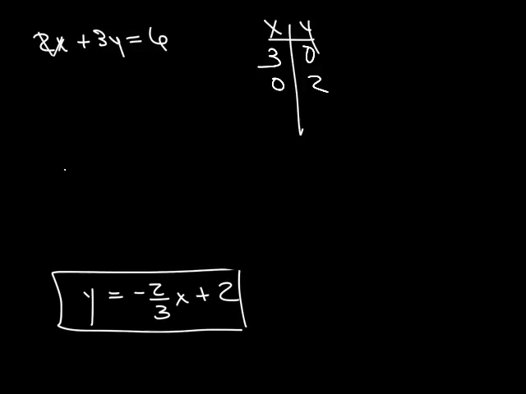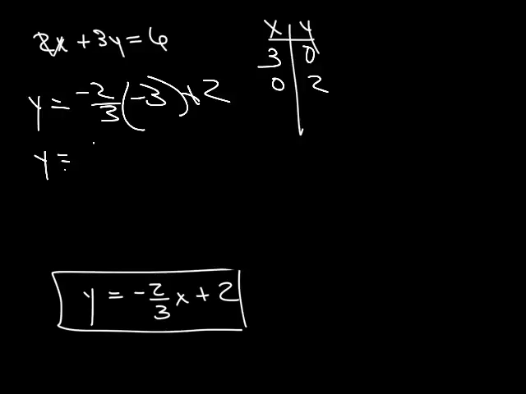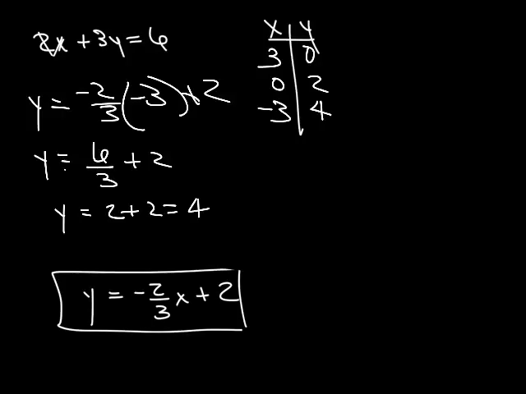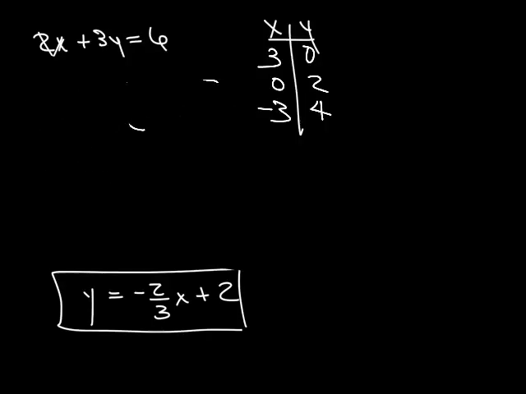Let's see, what else could I use? Let's use negative 3. I like using a positive, 0, and a negative. So y equals negative 2/3 times negative 3. Negative 2 times negative 3 is positive 6 over 3, plus 2. So y equals 2 plus 2 equals 4. When x is negative 3, y is 4. Alright, I've got everything I needed in order to graph this.